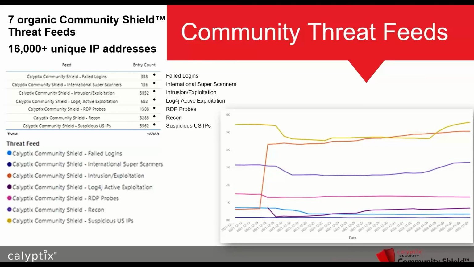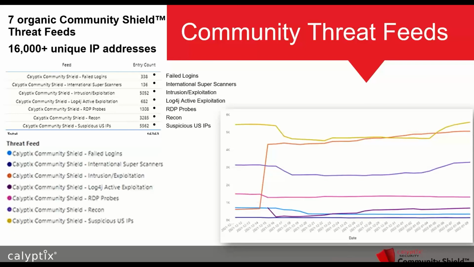I would agree. I think this shows, again, the organic feeds. And one highlight I wanted to note was that the international super scanners, that's traffic that we're dropping. So you won't see that in the events because it's just noise, and we don't need to clog up the systems.